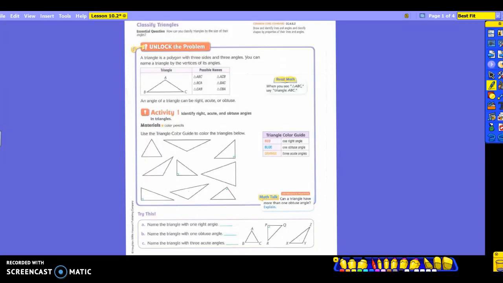Do you see the little triangle that they put in front of it? Yesterday we had an angle symbol in front of it. Today, because these are triangles, we're going to have that triangle symbol in front of it. So if you are writing it out, it needs to have that. So let's look at this.